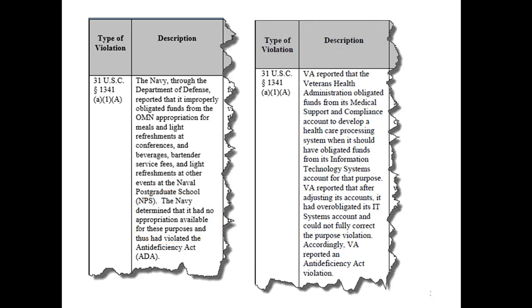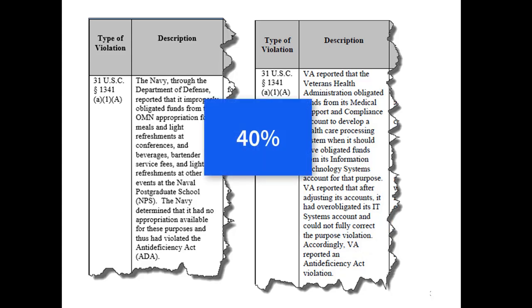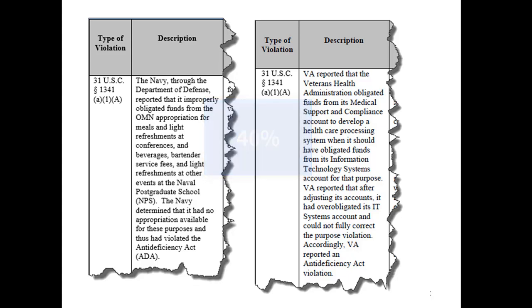Here's an example of such a violation. Note that funds were obligated from an appropriation for meals and light refreshments at conferences. Since no appropriation was available for these purposes, there was a violation of the Anti-Deficiency Act. Here's another example. In this case, the obligations weren't prohibited, but they were obligated from the wrong account. When discovered, the correction caused the correct account to be over-obligated. So, you can see how important it is to pay attention to purpose. Approximately 40% of violations reported to GAO have been caused by a Purpose Act violation.